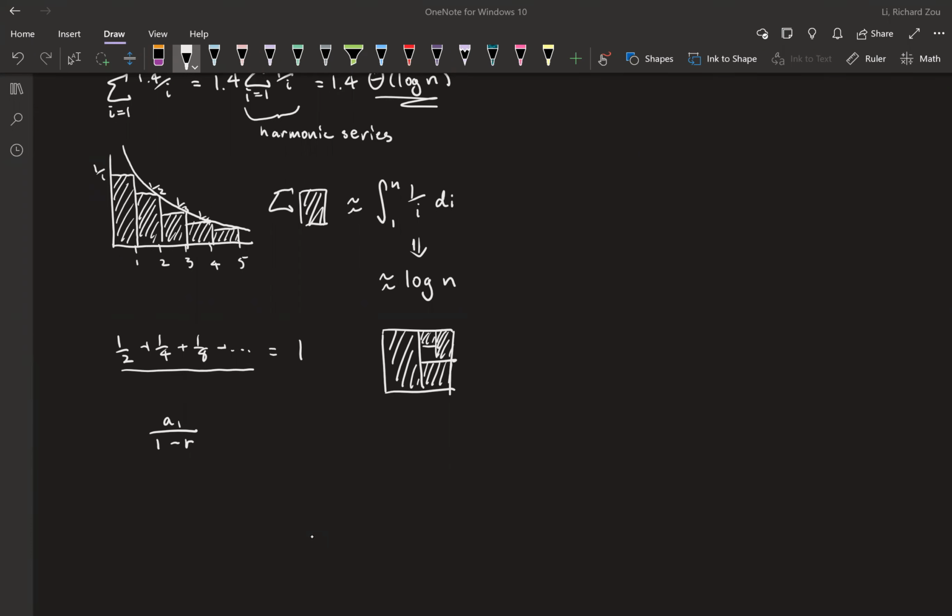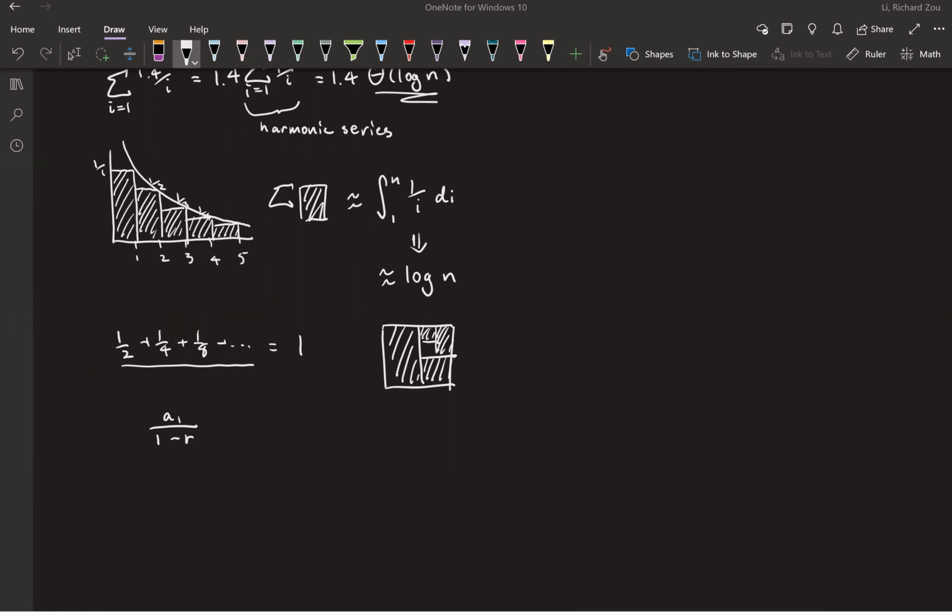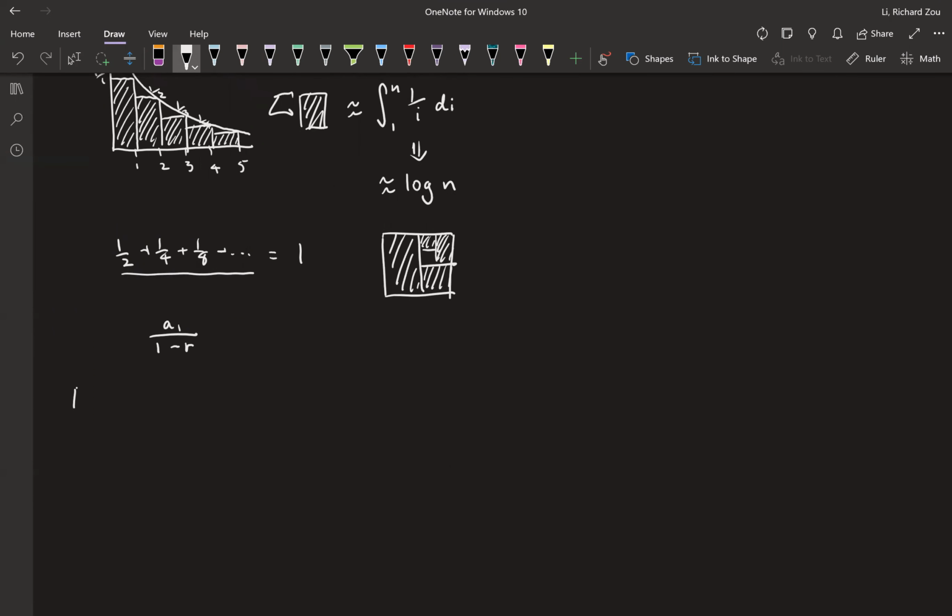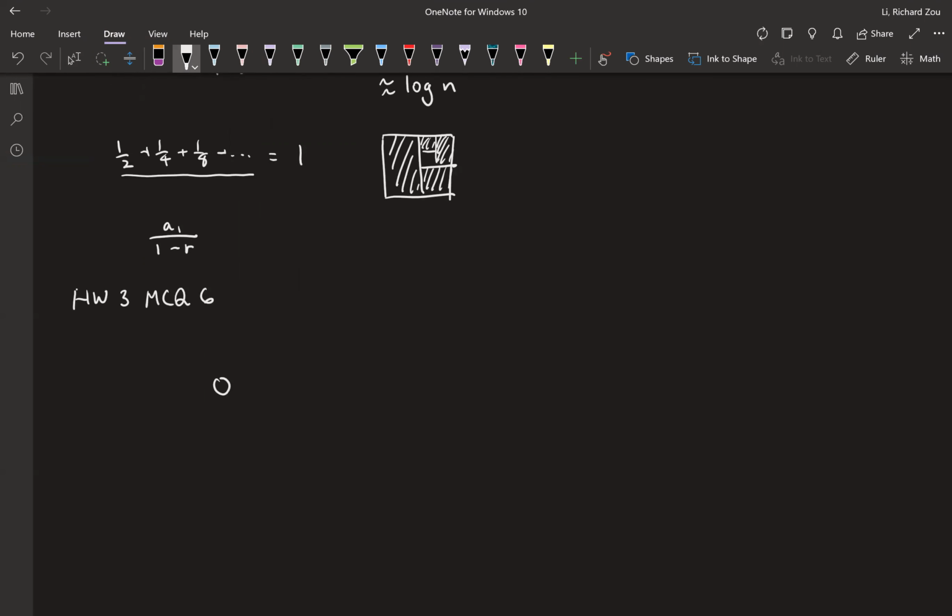Let me just draw what I'm thinking here. So this would be homework 3 multiple choice question 6, I believe. Suppose we have a node and it has a bunch of edges leading in and a bunch of edges leading out. What this algorithm is doing is, every single time we call it on a node, we iterate through all of its outgoing edges.